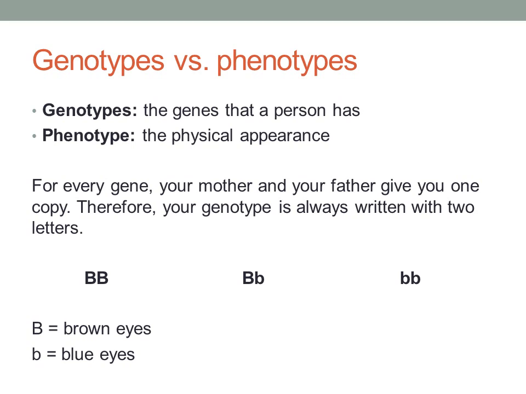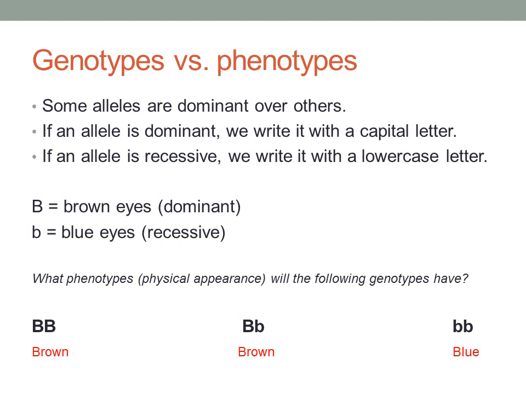There would be three possible genotypes. We could have a big B, big B, meaning both your mom and your dad gave you brown-eyed genes. You can get a big B, little b, which means one parent gave you blue eyes and one parent gave you brown eyes. Or little b, little b, meaning both parents gave you blue-eyed genes. These are the three genotypes that are possible.